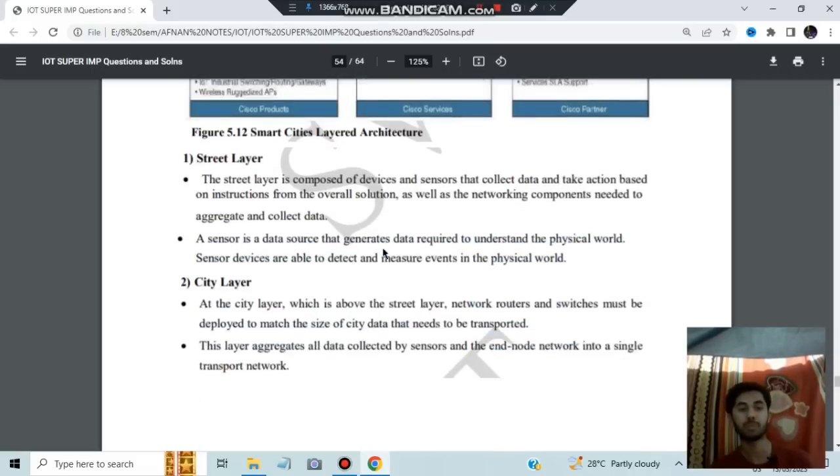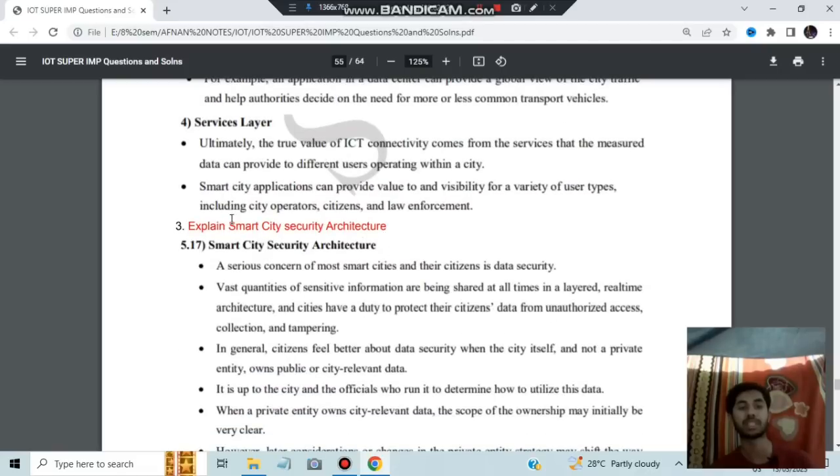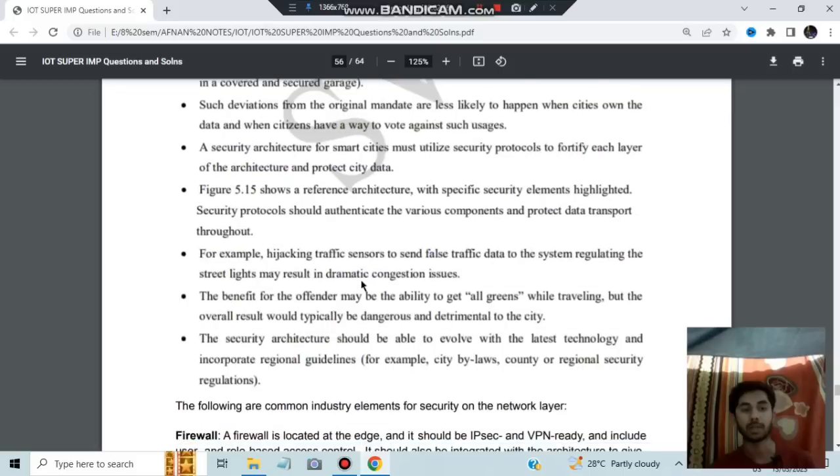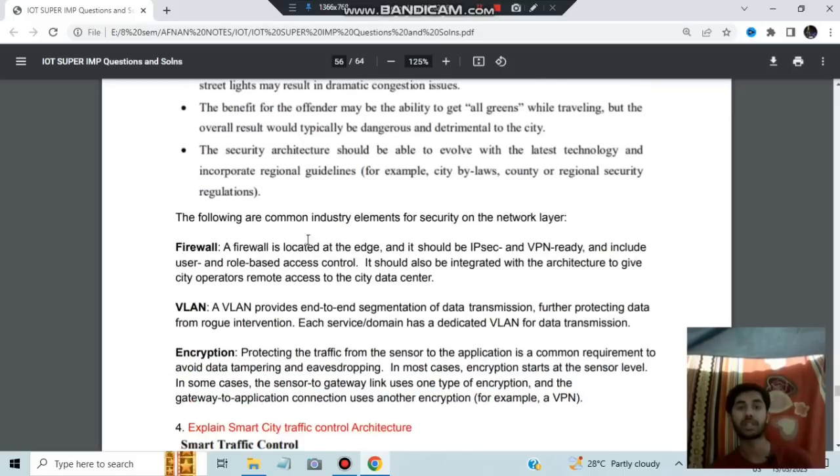Okay, moving on, we have the third question, which is explain the smart city security architecture. From the security perspective, what all is required for the sensors? Which are the sensors required? Why is security required? All those things you can write in your own words. What are the different types of sensors required? That I can show you here. These are the different kinds of securities involved: firewall, LAN, and encryption.